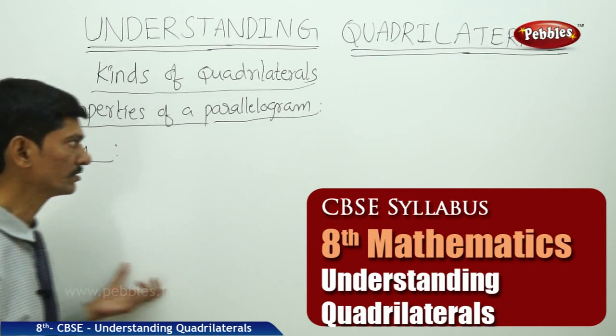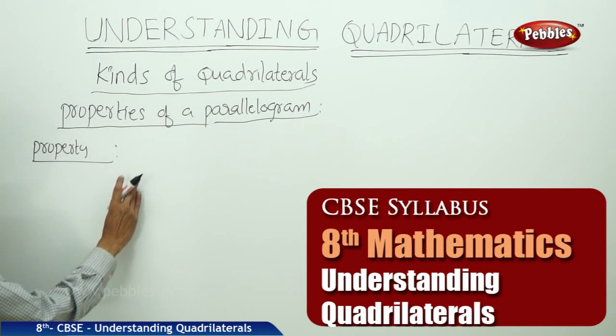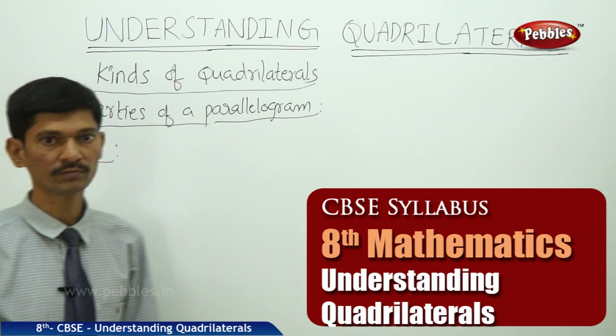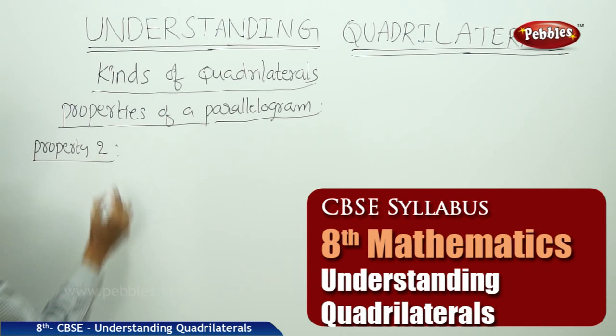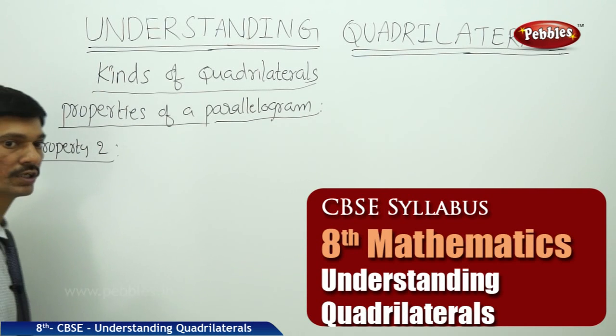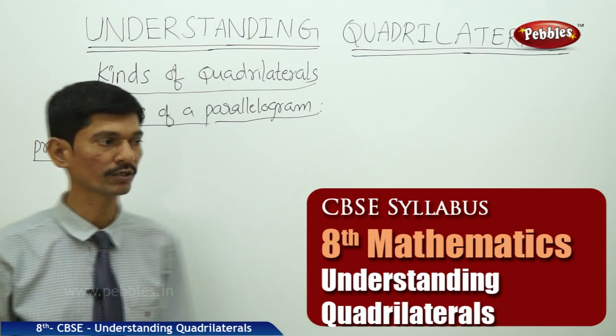Now the property 1 is the property regarding the opposite sides of a parallelogram. Now let us take the next property 2. So property 2, this is regarding the opposite angles of a parallelogram.